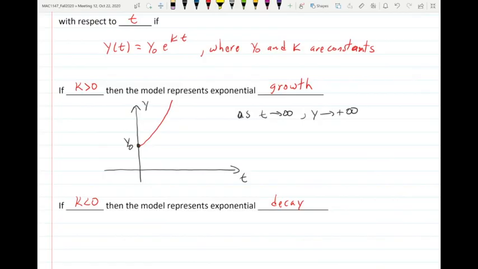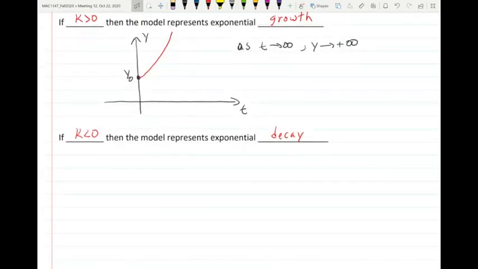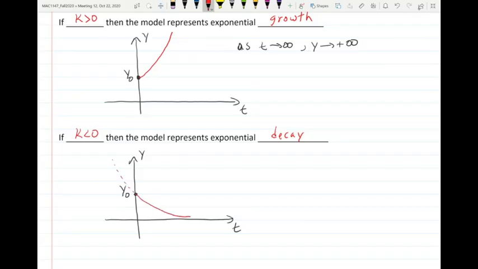Right, erase this so it doesn't get confused. So if k is less than 0, then the model represents exponential decay. And how does it look? Very similar. It's just that you have the decreasing version. So again, you have the initial quantity, which is y0. Let's put it here. And now, as time passes, the model decays. Once again, we have this piece right here also, but we usually don't write it because in applications, time is always positive. That's the only thing that we are interested in. So it looks like this.